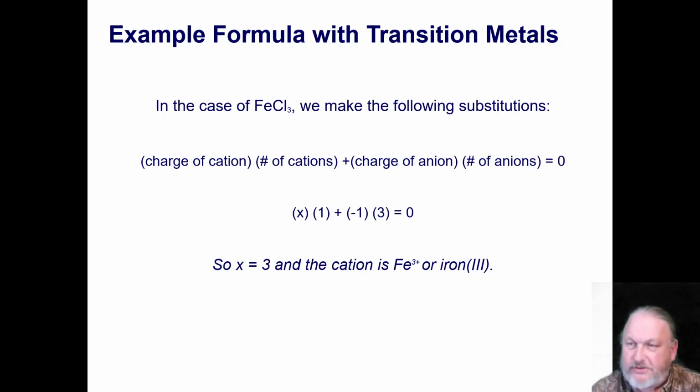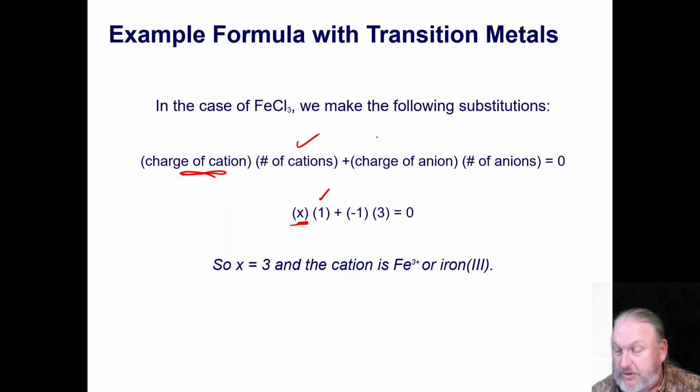All right, so let's look at it this way, and then I'm going to show you how I do it. So I've got iron, FeCl3. So we're going to substitute what we've got. We do not know the charge of the cation. If we don't know something, what do we put down? Oh, we're going to put an X, right? A variable. We do know that I have one iron cation, Fe cation, so I've got a 1 right there.